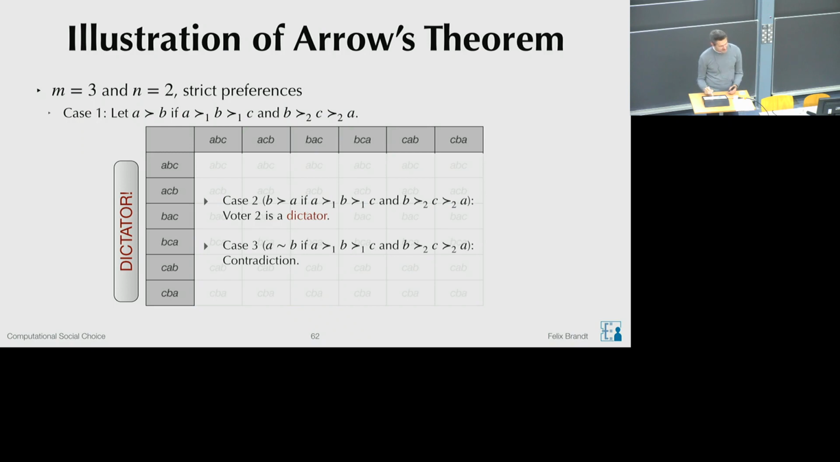The other remaining case is social indifference here between A and B. So that would be this symbol here. And here it turns out that if you do this and use Pareto optimality and IIA a couple of times, then you get a contradiction. So this is not possible. So sometimes when we do case distinctions, it turns out that one of the cases is just not a possibility. But of course we need to prove it for that case because we don't know beforehand. So the only possible cases are that voter 1 is a dictator or voter 2 is a dictator.